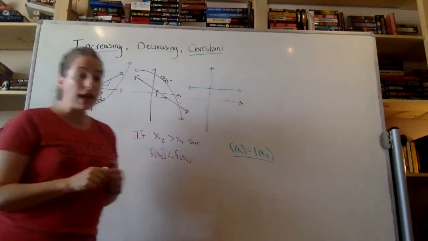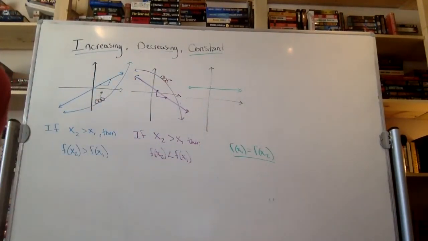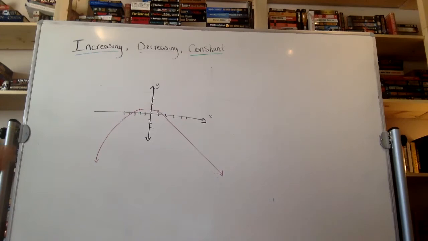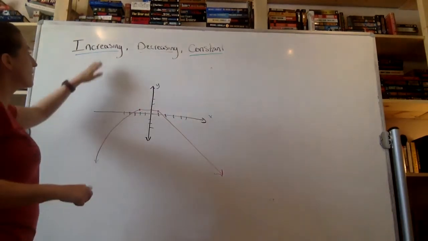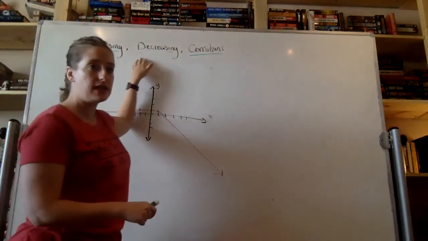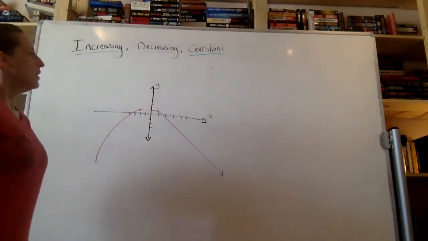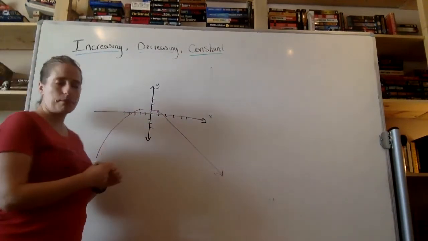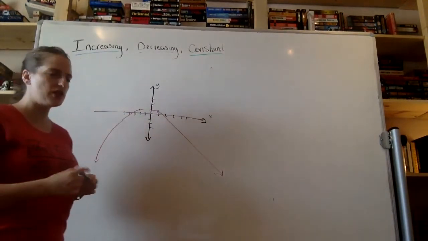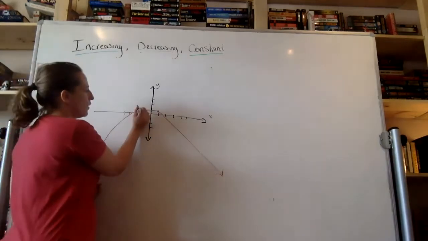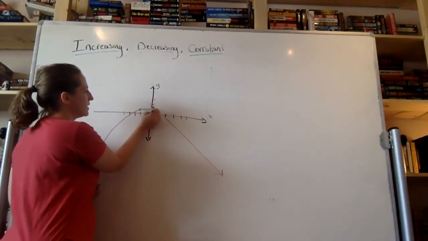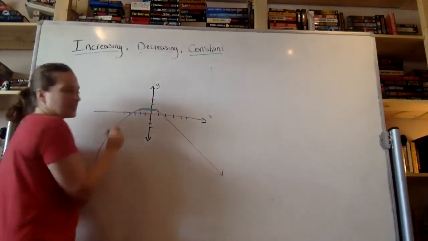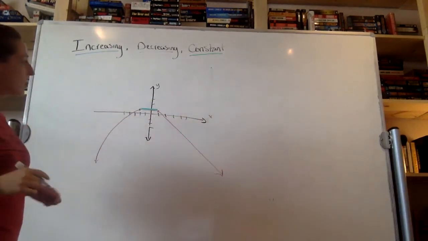All right, let's try and apply this to an actual graph. All right, so here's a function. Let's try and identify on what intervals this function is increasing, decreasing, and constant, okay? All right, well, I often think it's actually easiest to start with constant because constant just means our function is level, right? So hopefully you would agree that our function is constant right here, where it's kind of flat. Our function is constant right here.